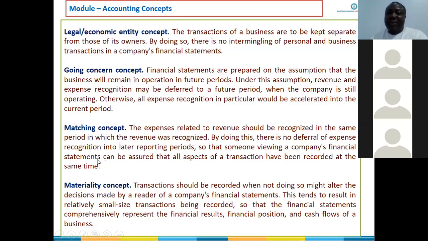Okay, so the matching concept simply means that the income and expenses of the same period must be matched together. So income for July and expenses for July must be matched in such a way that we will be able to determine your profit or loss. You should not push one forward and then push one backwards. You are matching them in the same period. That is the explanation that I can give over there.